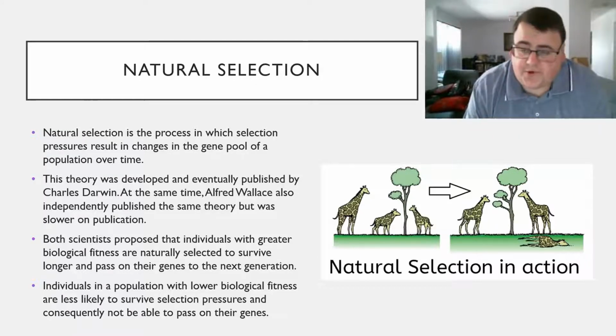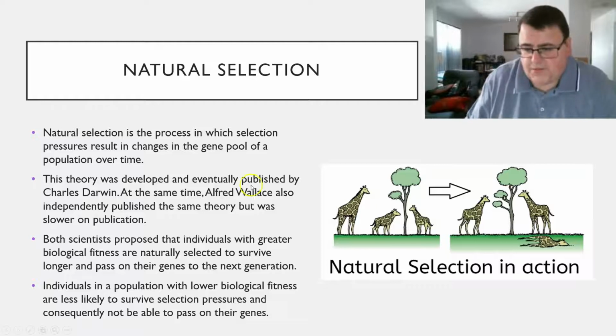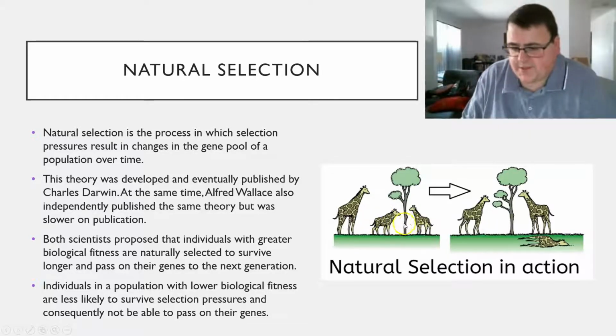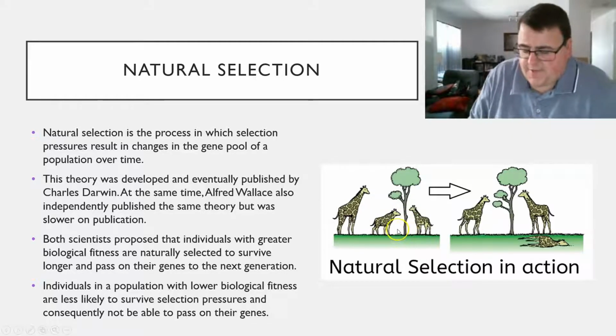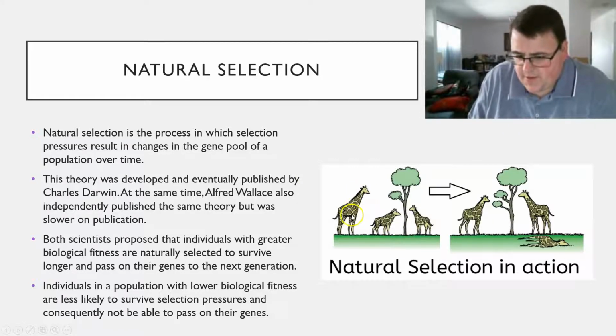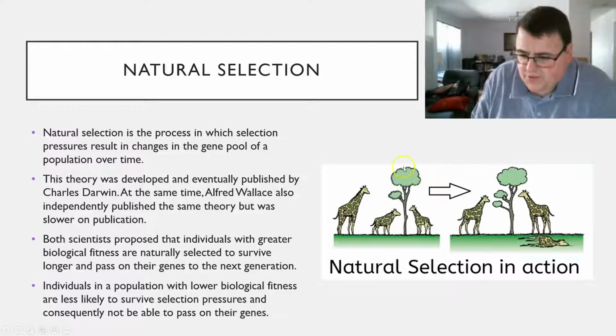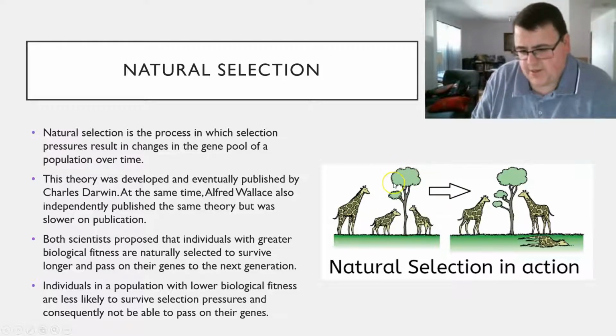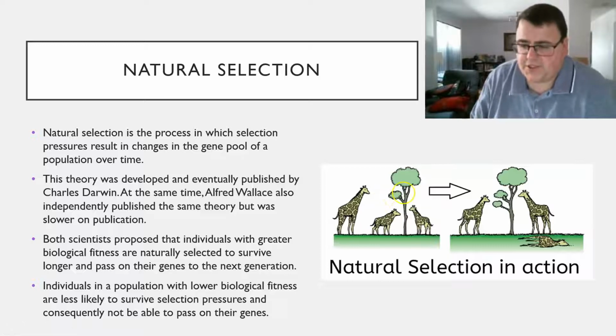Natural selection is just a process in which selection pressures, we talked about that last slide, remember, the ability to survive, result in changes in the gene pool of a population over time. As we can see in this picture, we've got selective pressures taking place. This giraffe is taller. It's able to compete for these resources it can reach and survive, and then it passes on its genes.